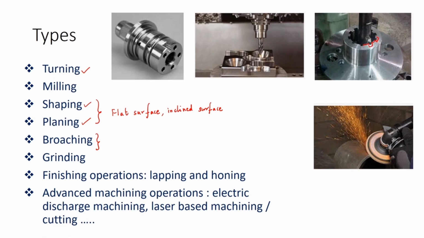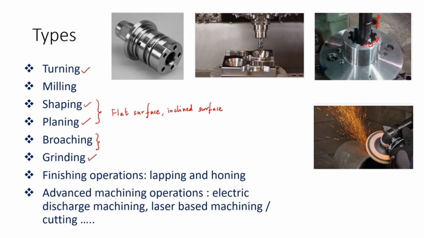So, here we have the reciprocating motion of the tool. In turning, we have rotary motion of the workpiece and translatory motion of the tool. In milling operation, we have rotary motion of the tool and translatory or linear motion of the workpiece. In broaching operation, we have the reciprocatory motion of the broaching tool and the workpiece is stationary.